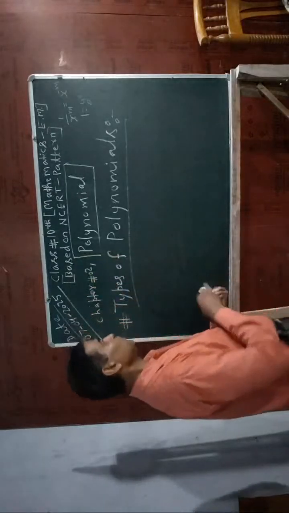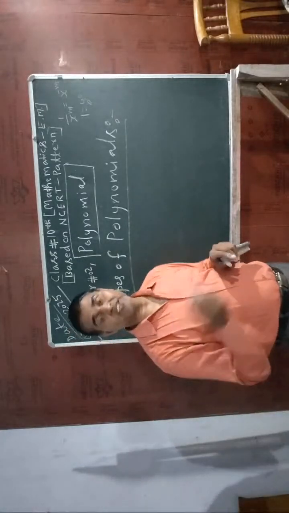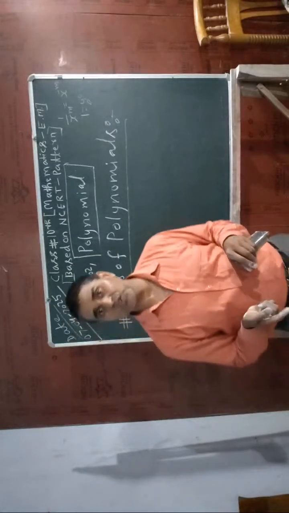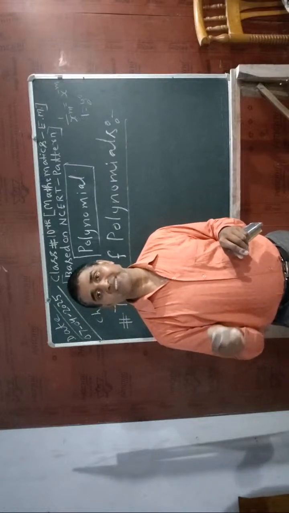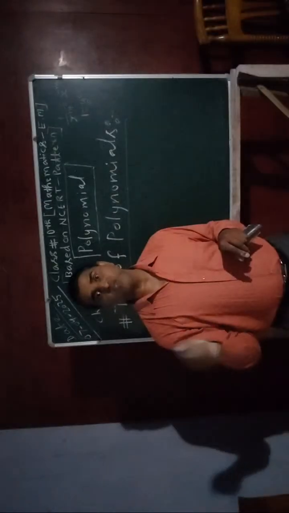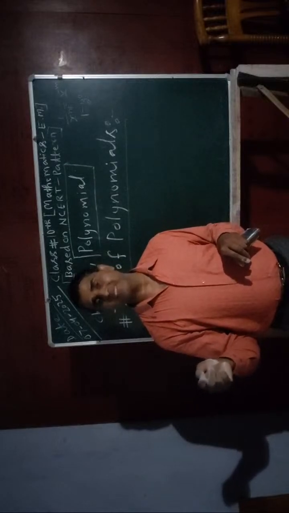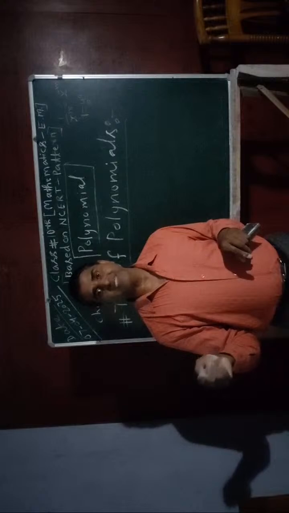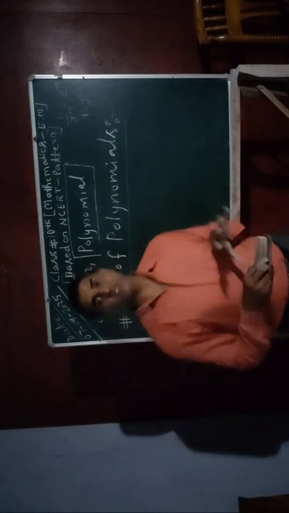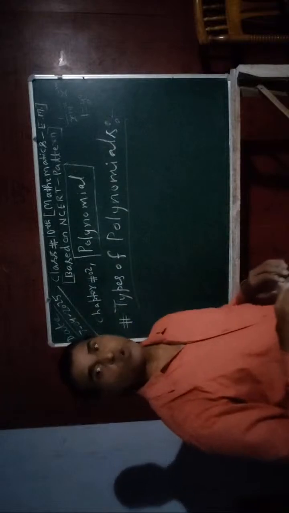Okay, students, there are many types of polynomial. Already I have written the general form of a polynomial: f of x is equal to an x to the power n plus an minus 1 x to the power n minus 1 plus an minus 2 x to the power n minus 2 plus dash up to a2 x squared plus a1 x plus a0. Now I am going to explain the types of polynomial.